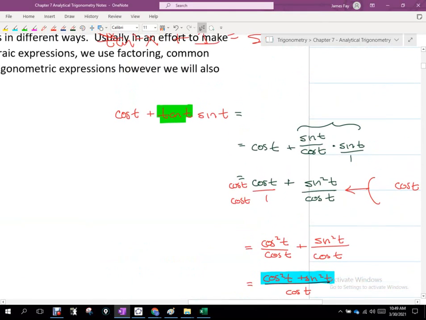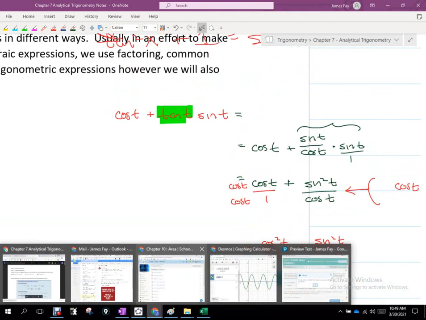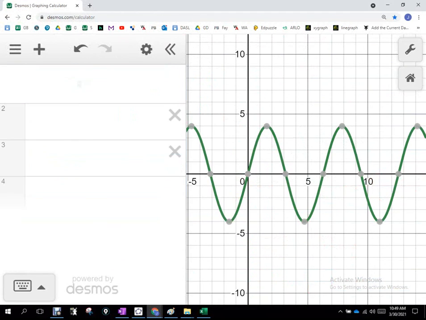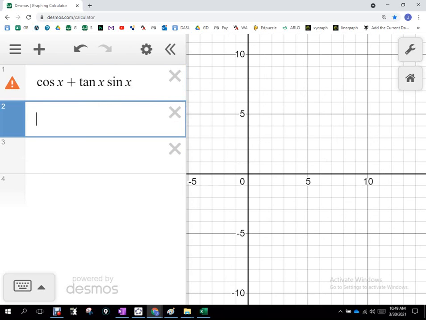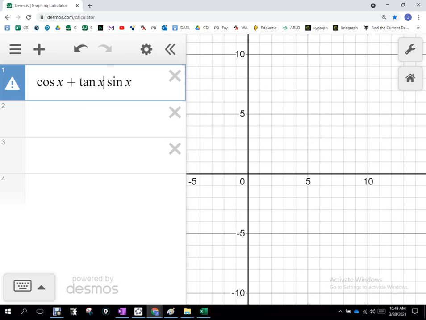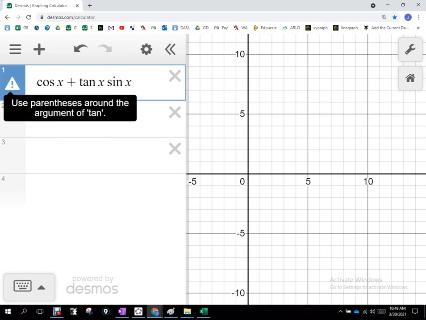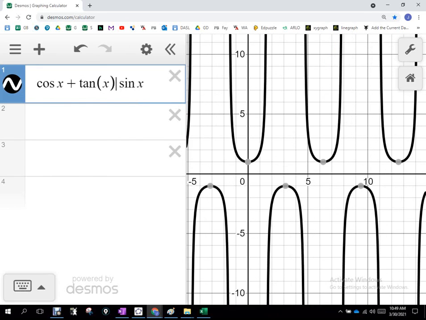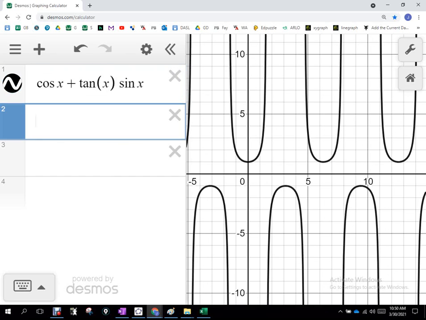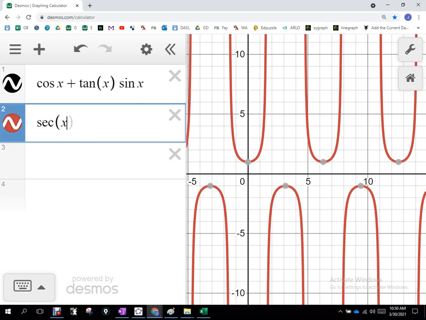Again, there are a lot of substitutions here that we made, so it makes sense, I think, to graph it, especially once you're done. If I want to go cosine x plus tangent x sine x, it doesn't know. I think it wants the multiplication. Yeah. So let's put multiplication in there. There we go. I don't know why tangent has to have the parentheses around the argument, but sine and cosine don't. But that's what we get. And when we were done, we get the same thing.